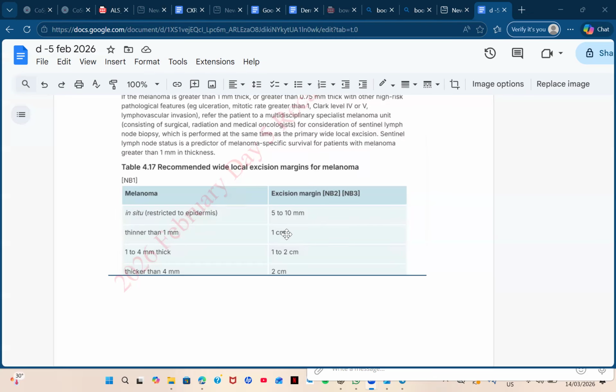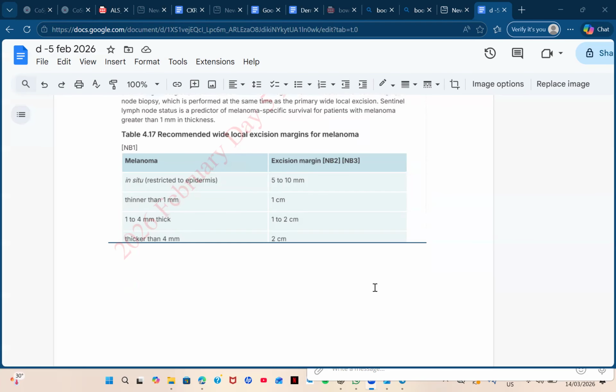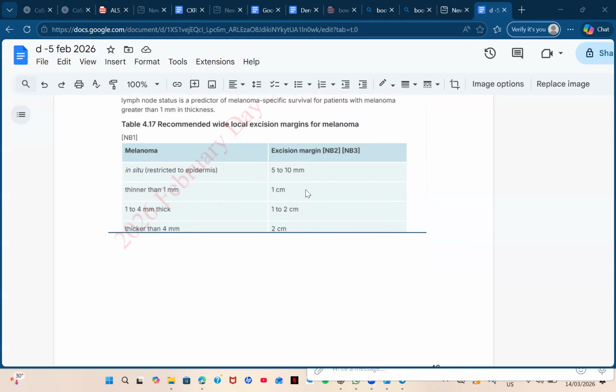If it is melanoma in situ, we do the wide local excision with a 5 to 10 millimeter margin. If the melanoma is thinner than 1 millimeter, 1 centimeter excision. For 1 to 4 millimeter thickness, 1 to 2 centimeter excision. Thicker than 4 millimeter, 2 centimeter excision, right? Please remember, these are very high yield, doctors, okay?